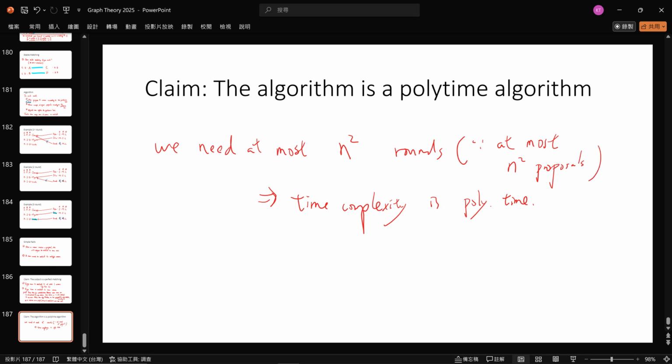So in every round, you're going to see at least one new proposal. And you're not going to see the same proposal twice, because once a proposal is rejected, you're not going to see the proposal in the future because it will be removed from the preference list.